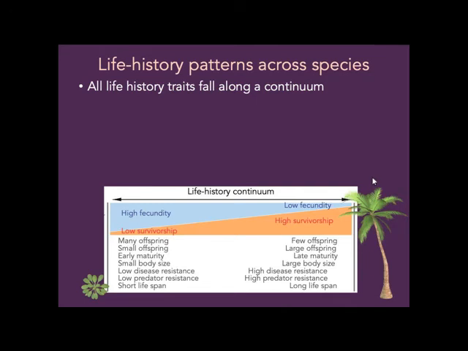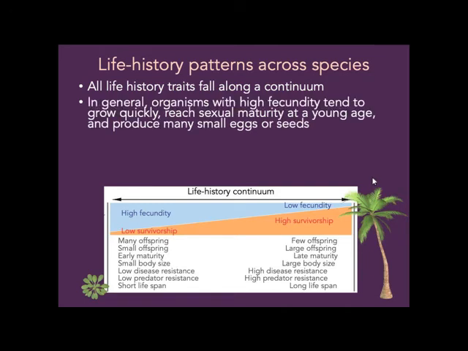All life history traits are along a continuum. Generally, you tend to find organisms that have very high fecundity, grow quickly, reach sexual maturity at a young age, and produce many small eggs or seeds. So that would be something with high fecundity: many small offspring, fast growth, small body size. Because they're growing quickly, they don't necessarily need to be able to resist diseases or fight predators, and they live for a relatively short period of time.